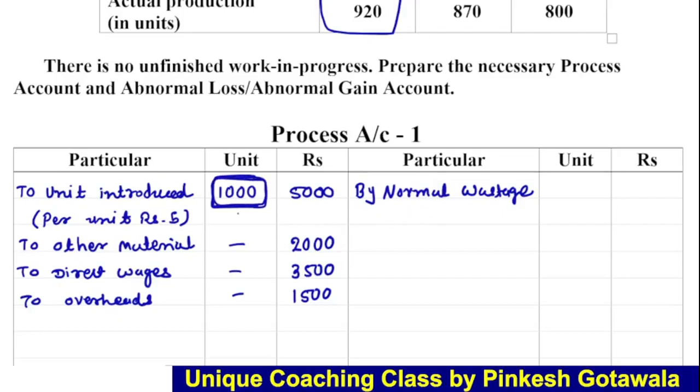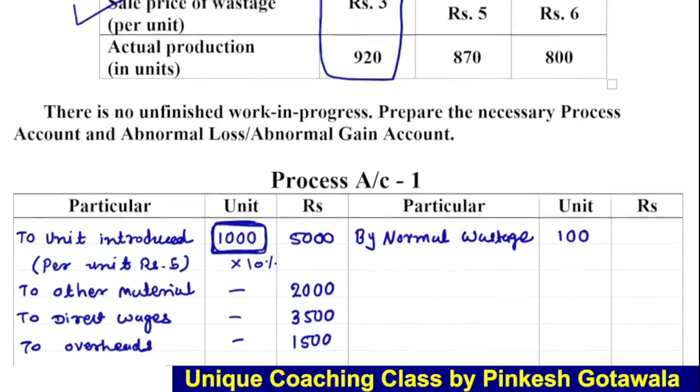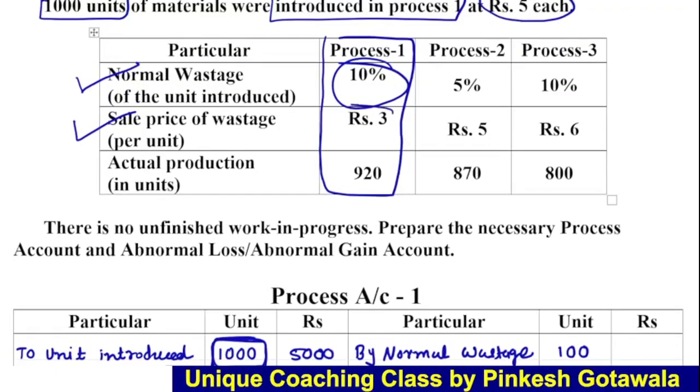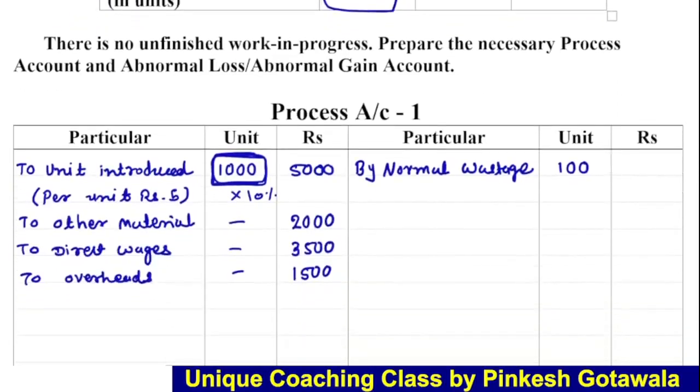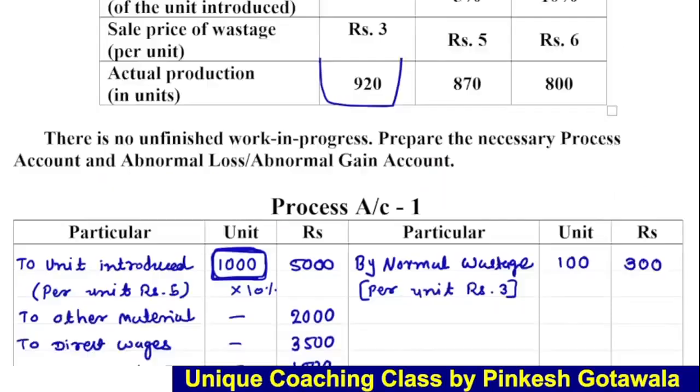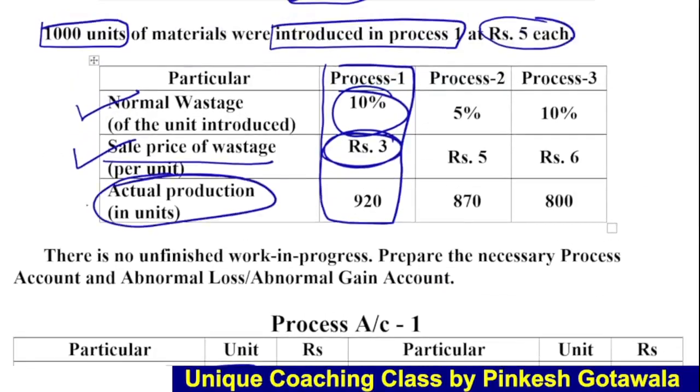1000 is the units introduced and 10% of it will be 100 units. And what do we do with this wastage? We sell this. So here the selling price is given ₹3. Sell price of wastage is ₹3 per unit, so total here 300. Now the next point is about the actual production given.